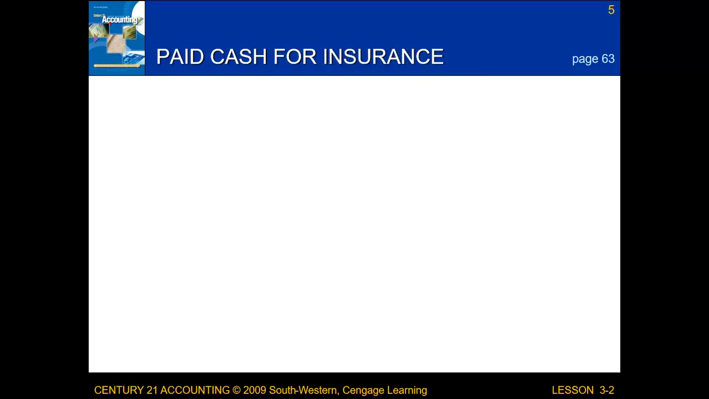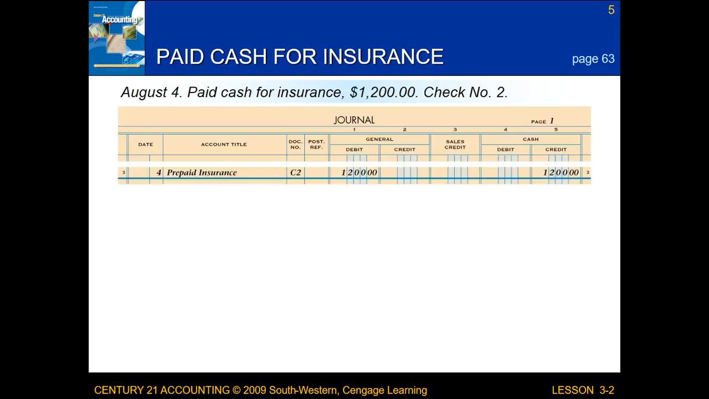On slide 5, we see the next transaction that we've learned, which is paid cash for insurance. This one happens on August 4th. I'm using the next check in the sequence, which is check number 2. I write my T accounts just to give me a little analysis, knowing that anytime I see paid cash, I know I have a cash credit. I could stop thinking at that point and just debit prepaid insurance, or I could go a step further and know that anytime I increase my asset, it gets debited.